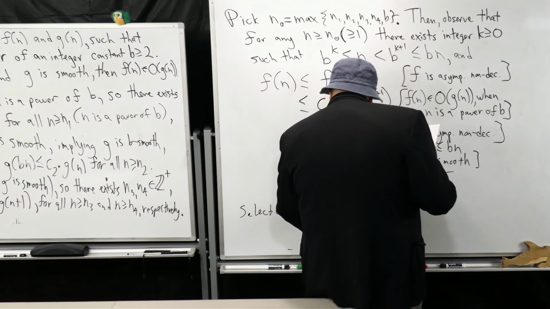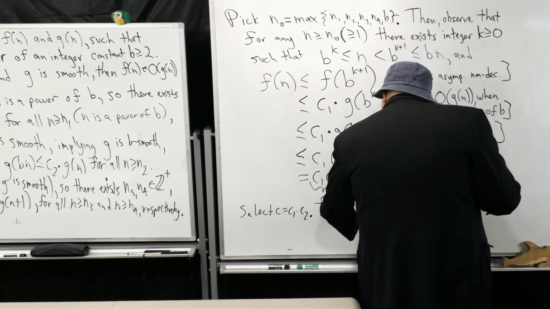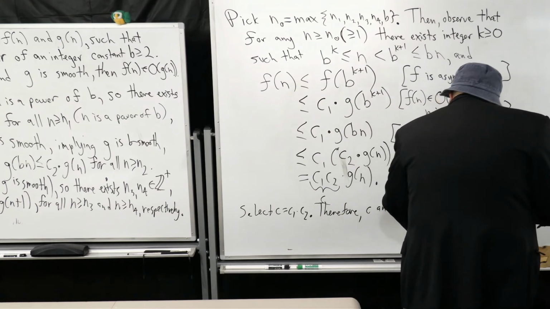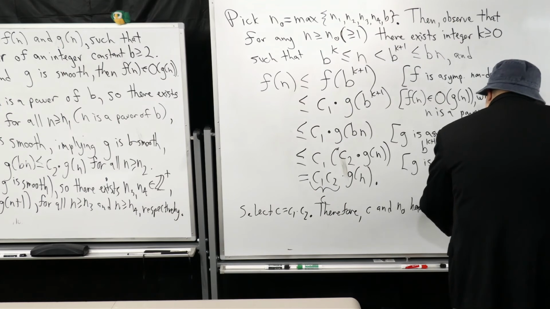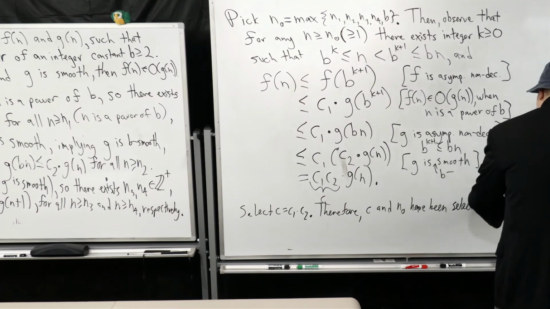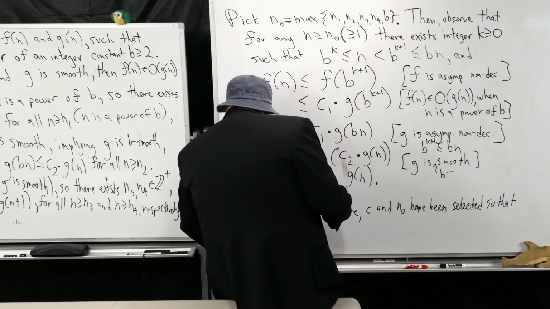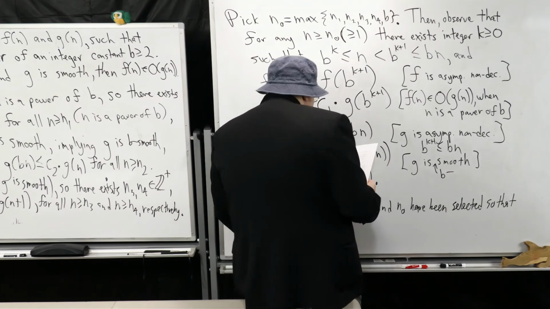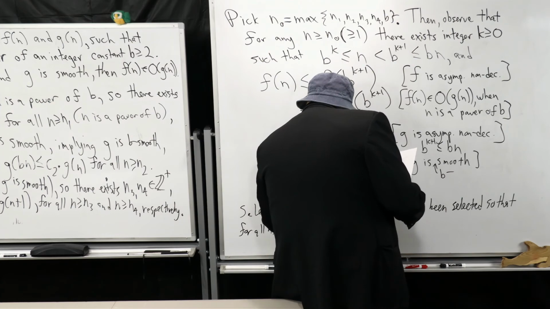Therefore, C and n0 have been selected so that for all n greater than or equal to n0, f of n is less than or equal to C times G of n.